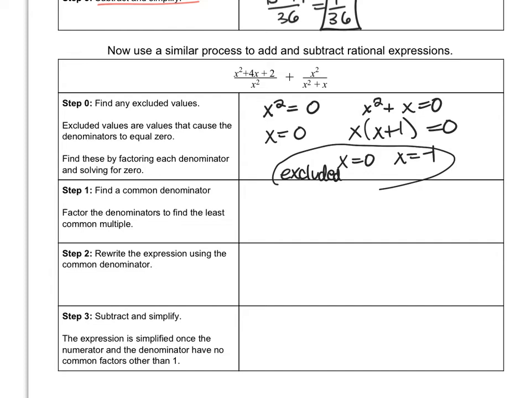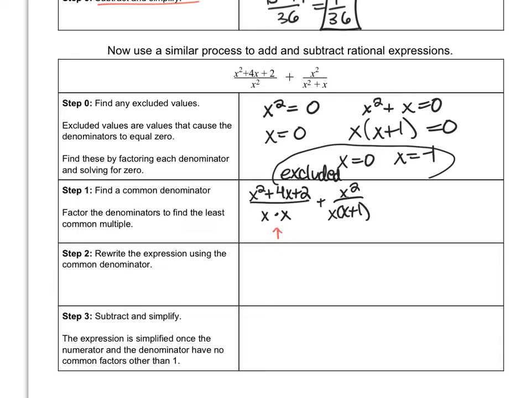So we've already factored the denominators of both of these terms that we're going to add together, and that's very helpful for finding a common denominator. So I've rewritten my expression with the denominators factored, and that makes it a little bit easier to see what my common denominator should be.